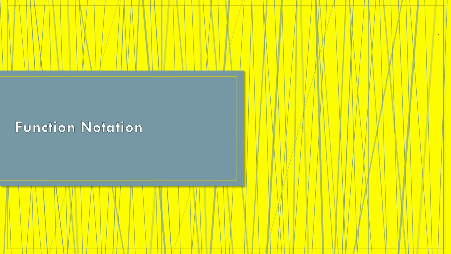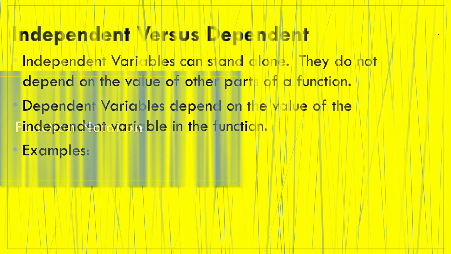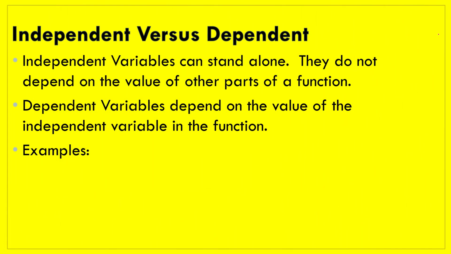Today we'll be looking at a review of function notation. First, let's talk about independent versus dependent variables. Independent variables can stand alone. They do not depend on the value of another part of the function. Dependent variables depend on the value of the independent variable in the function.